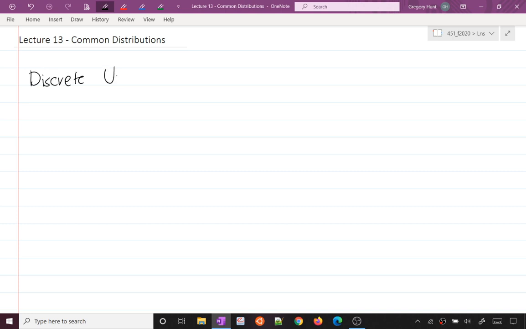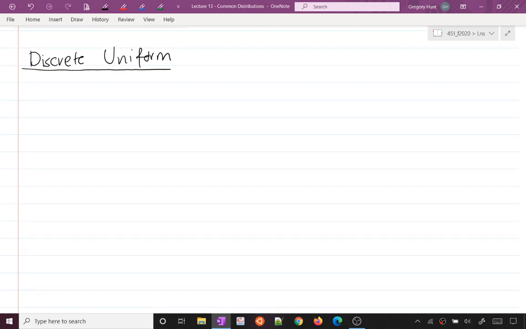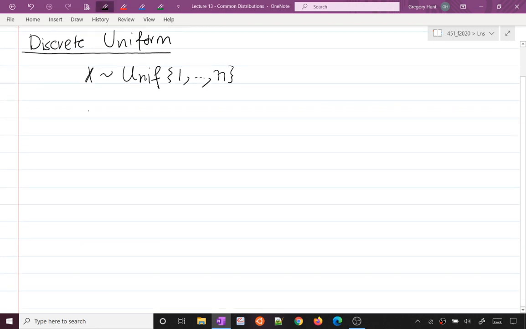discrete uniform distribution. In some ways, this is one of the simpler discrete distributions. Our notation here, we would say that a random variable X is distributed as uniform. And to start, we're going to just consider uniform over the numbers 1 to n. So what we mean when we say X has a discrete uniform distribution over the numbers 1 to n is that the PMF is equal for all values 1 to n.